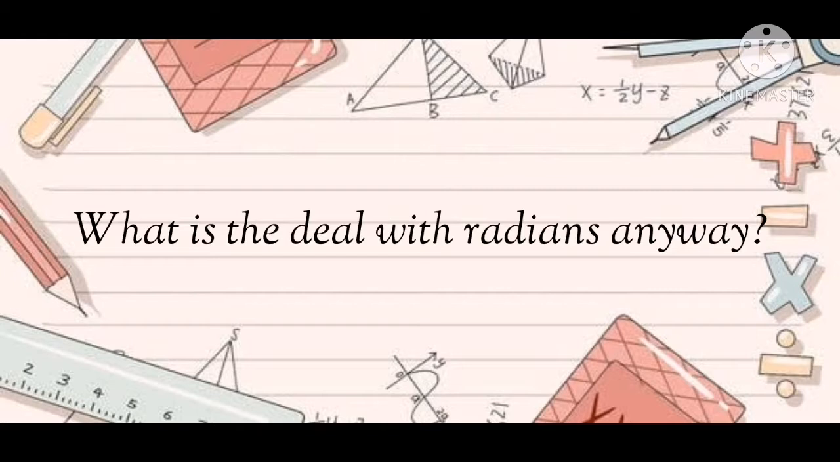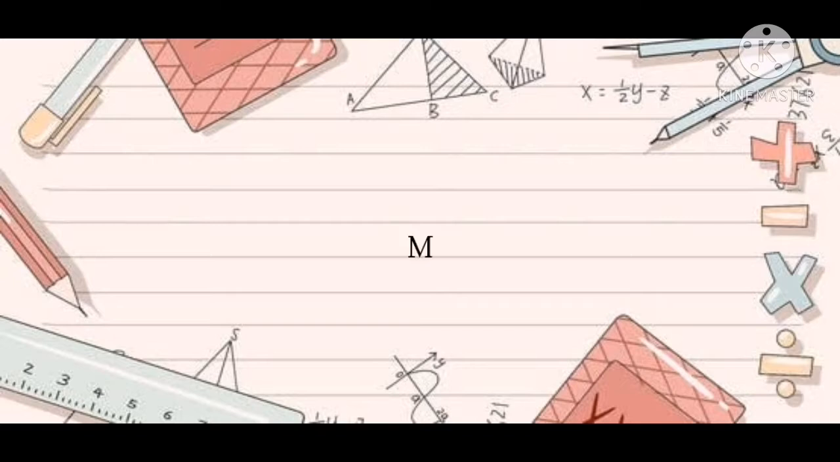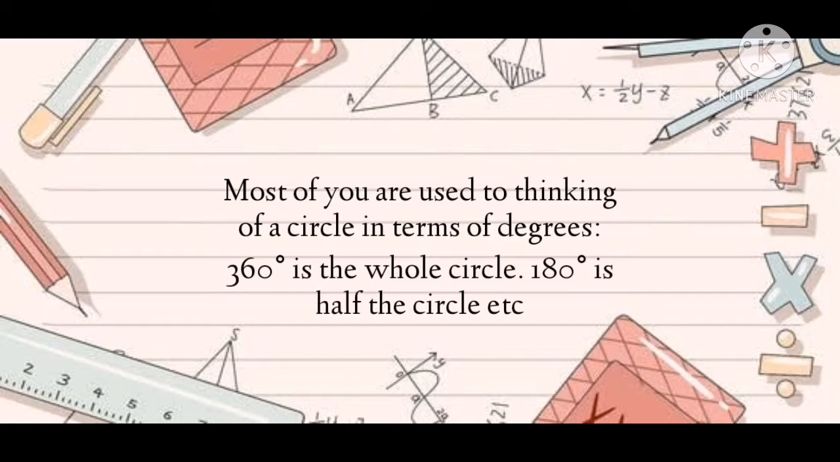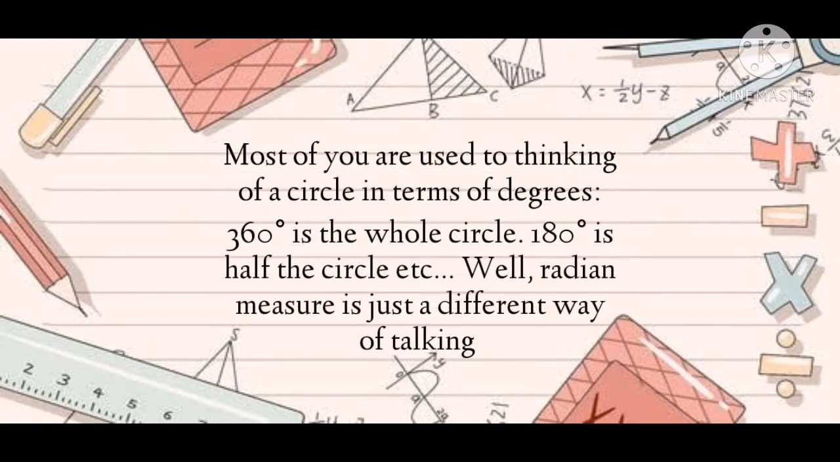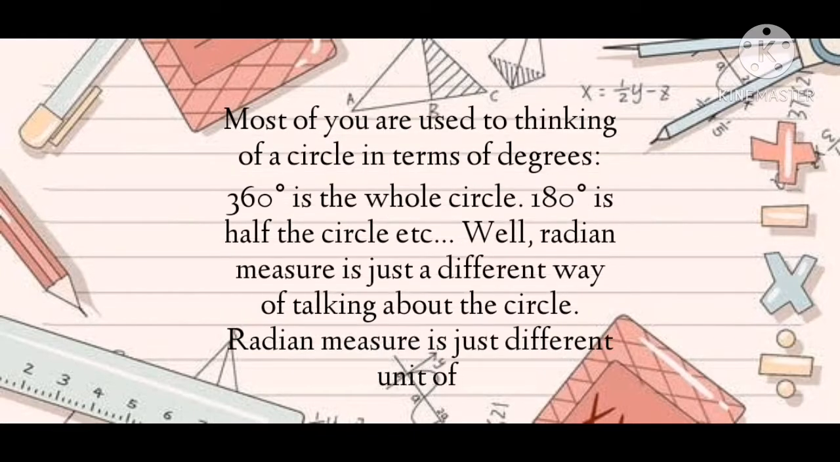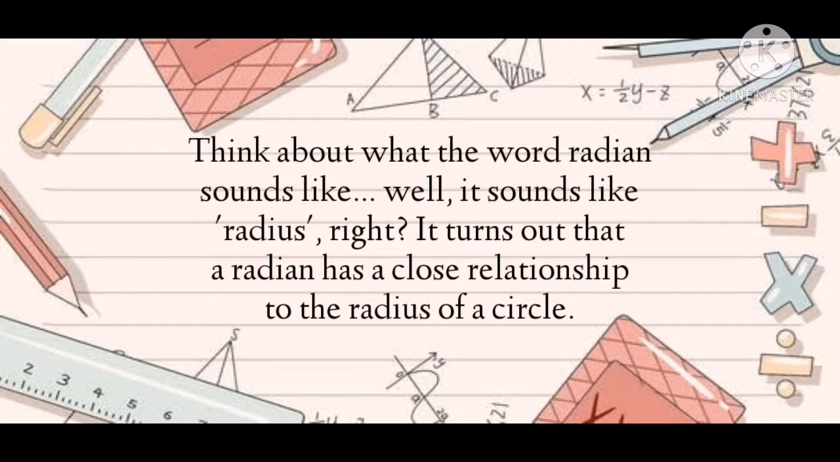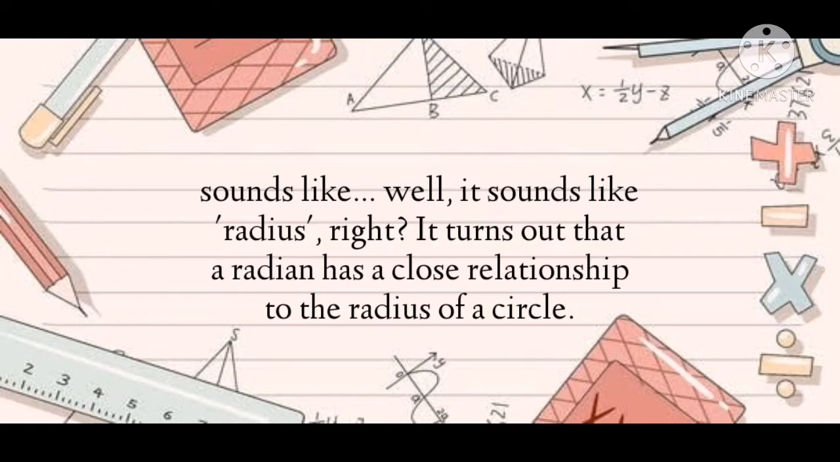But before going to the main topic, let's first talk about what really is the deal with radians. Most of you are used to thinking of a circle in terms of degrees. 360 degrees is the whole circle. 180 degrees is half the circle, etc. Well, radian measure is just a different way of talking about the circle. Radian measure is just a different unit of measure. Think about what the word radian sounds like. Well, it sounds like a radius, right? It turns out that a radian has a close relationship to the radius of a circle.